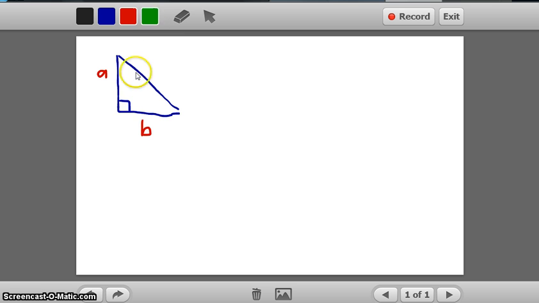We said that the hypotenuse is always located opposite of the right angle, and it is also the longest side. So this is my hypotenuse, so I will label that C. The actual Pythagorean theorem tells us that if you square side A and add that to the square of side B, then that will give you your hypotenuse squared. So the Pythagorean theorem is basically A squared plus B squared equals C squared.